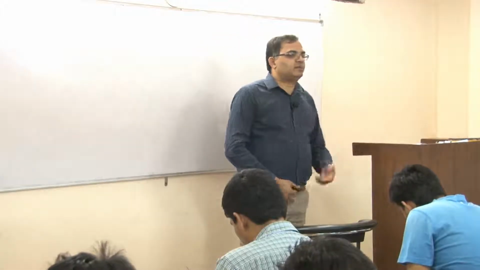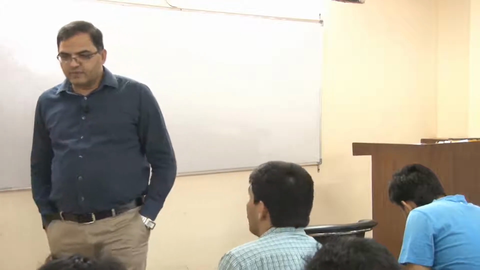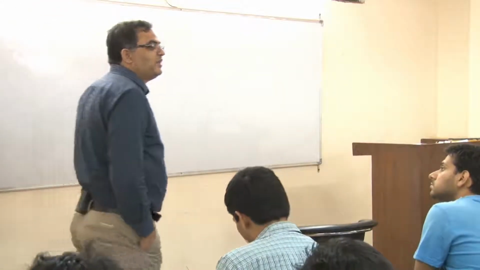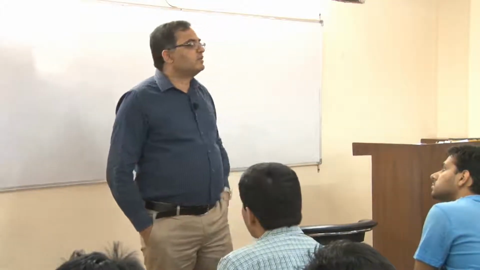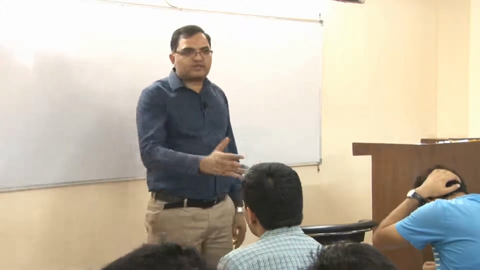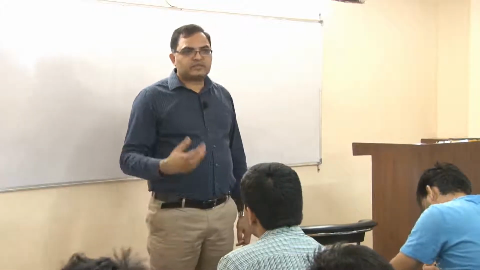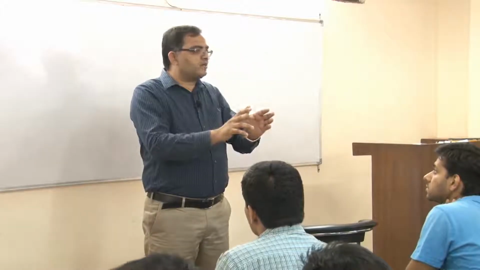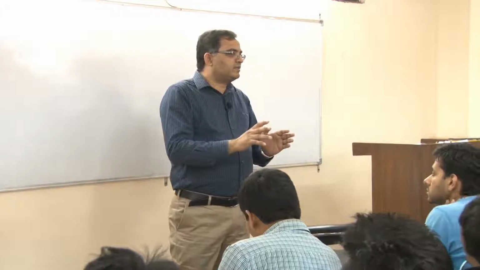This is JNNURM. What has happened? AMRUT. You could have written AMRUT. Under that the government funds. Road infrastructure development, road infrastructure. So we will find that the major source comes either in terms of grant or in terms of loan. So this is how we get it.